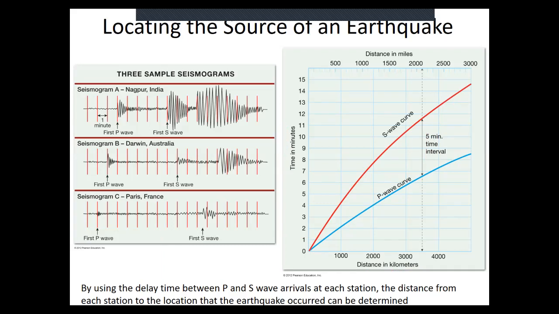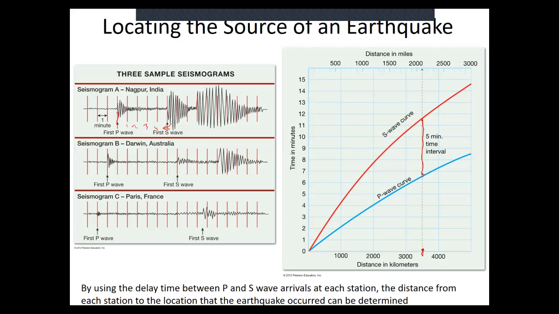Okay, so say, for example, we have 3 seismograms recorded after an earthquake at 3 different locations on the planet, and each of these red lines represents a minute in time. So here's the P wave arrival. We have 1, 2, 3, 4, 5 minutes. So there's 5 minutes between the P and the S wave. Over here in this graph, it's at this distance right here that there's a 5-minute delay time between the P and the S wave arrival. What does it mean?